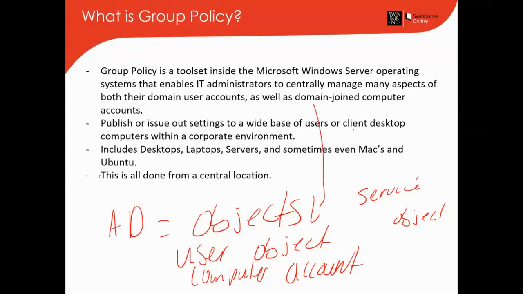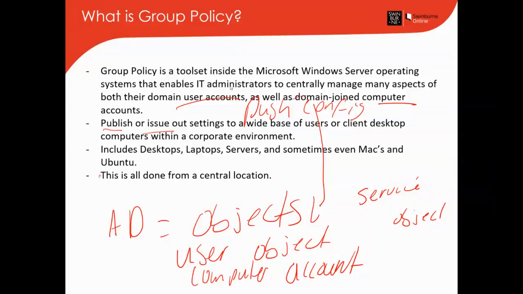And did you notice what I just said there? Something really powerful here. Profound. Push configurations onto domain joined computer accounts or user accounts. Now, here they've said this gently. They said publish or issue. Make no mistake, we're pushing configuration. We're forcing configuration. Publish and issue is a pleasant way of doing it.